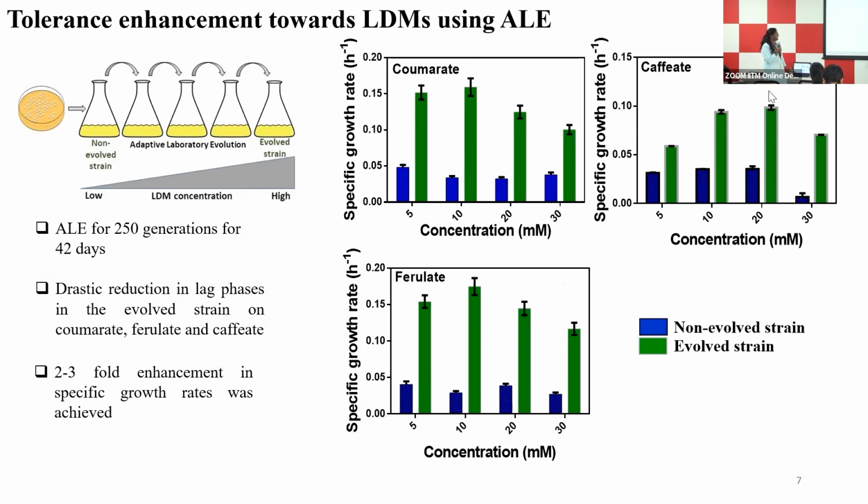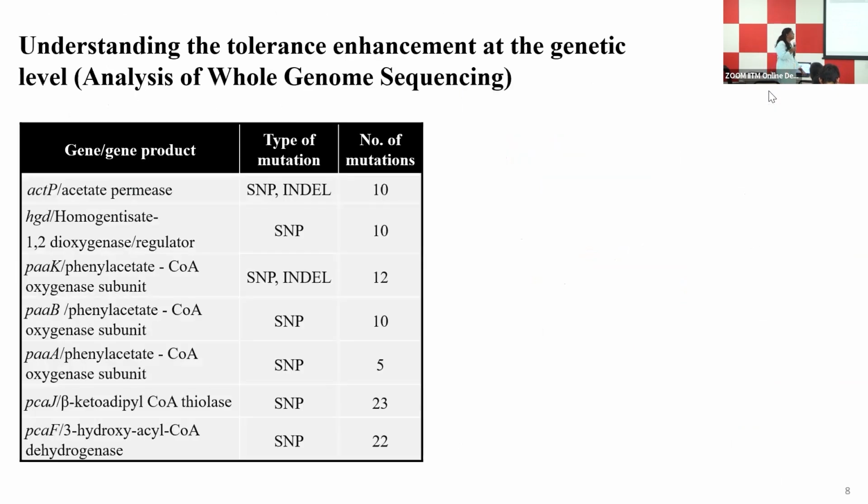So adaptive evolution is very nice to obtain strains with enhanced phenotypes, and we also did gene sequencing analysis to understand what kind of mutations happened in the evolved strain that led to the enhanced phenotype, so that they can be used as targets for development of platform strains with enhanced tolerance. So these are some of the interesting targets. There were a lot of other mutations as well, but we found these ones more relevant.